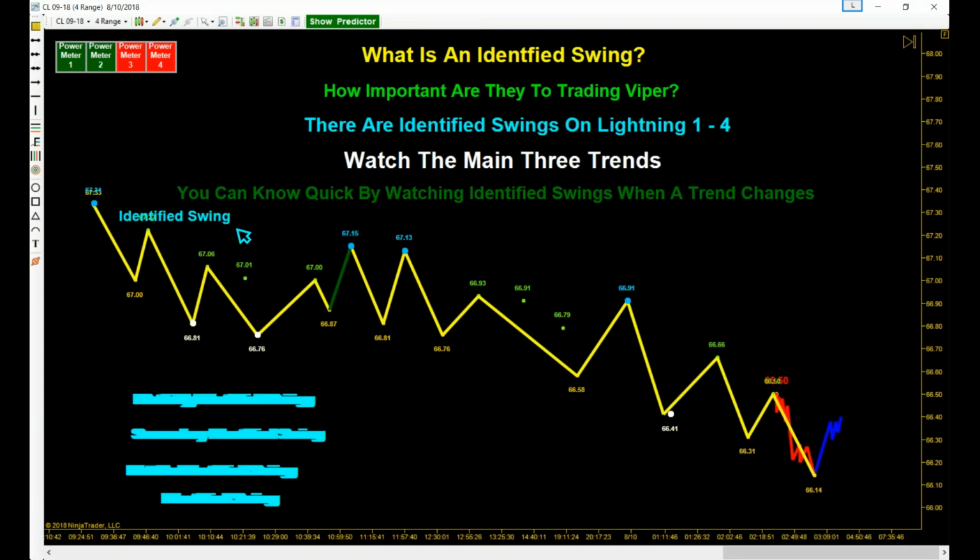That's all right. Okay, but today's lesson is going to teach you not only what is an identified swing, how important they are to trading Viper, because we use these 4 range charts, and that they are identified swings on Lightning 1 through 4. And you want to watch the main 3 trends, which are Lightning 1 through 3. And you can also quickly know by watching identified swings when a trend actually changes too.